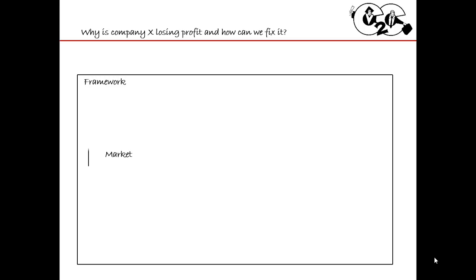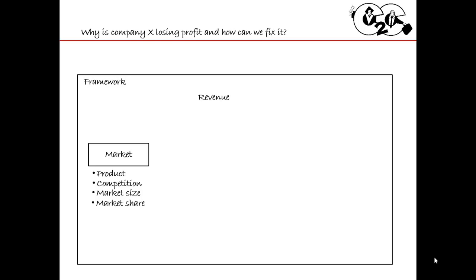I want to look at the market. I want to know what is the product that we're making and how does it relate to other similar products in the market? What's the competition like? What is the total market size for this product? And what is company X's market share? How do they stack up compared to everyone else?